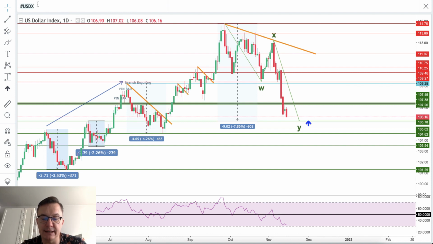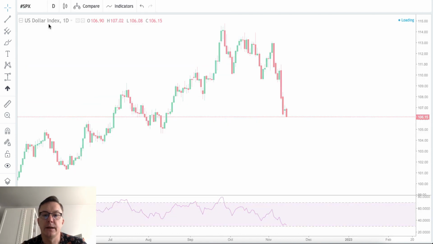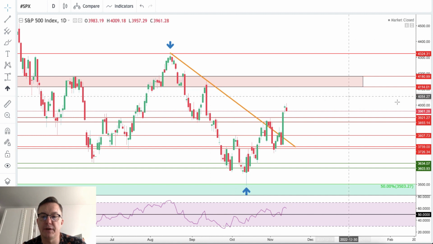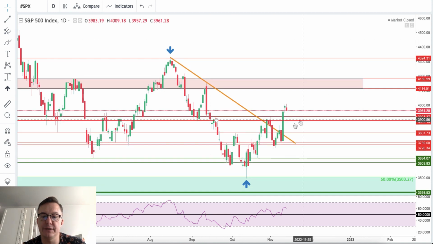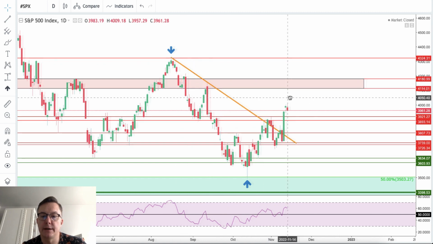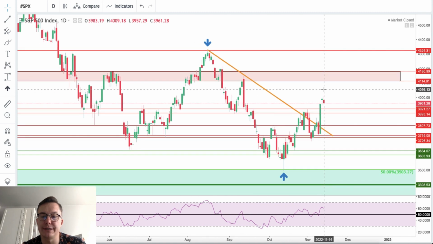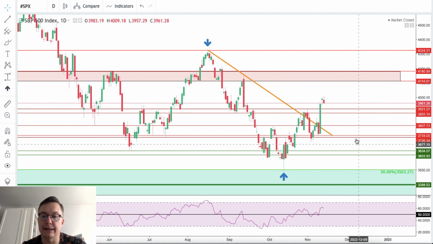And last but not least, let's take a look at what the S&P 500 is doing. The S&P 500 is rallying above this short-term channel. So what do we see here? Channel trend line. What we see here is that we broke above the trend line. We broke above the 3,921 level after the bounce started from the 50% Fibonacci retracement of the whole big move to the upside.